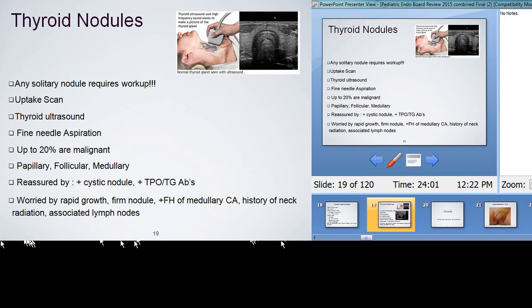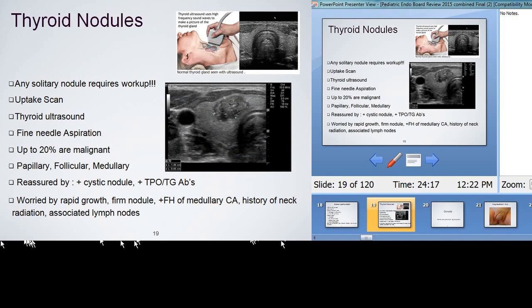Now we use thyroid ultrasound. Thyroid ultrasound is very, very easy. The thyroid gland is right there. We can look at it. When you look at it, you can look for nodules, like here we see this very large nodule. This is blood vessel, this is trachea, this is this big thyroid nodule.